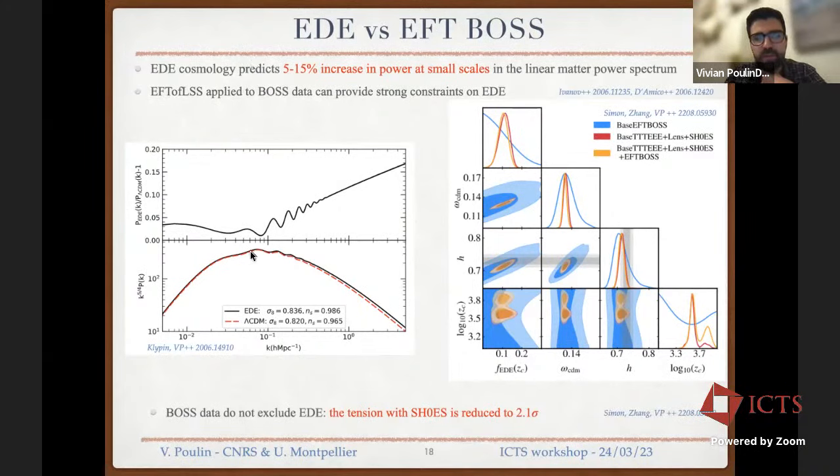In the linear matter power spectrum, the early dark energy model predicts about a 5 to 10% increase in power at small scales. Here I'm showing you this 5 or 10% increase. Here you see the BAO features and the increase in power at small scales. And there has been a variety of analyses.